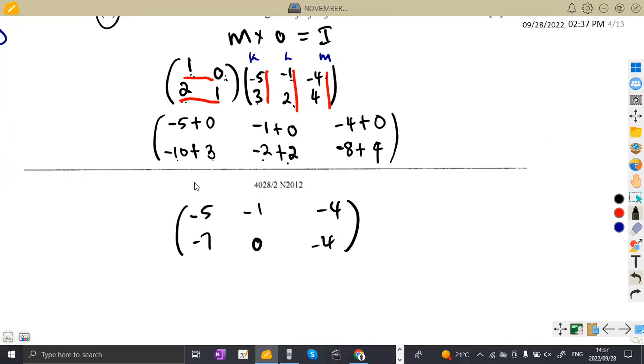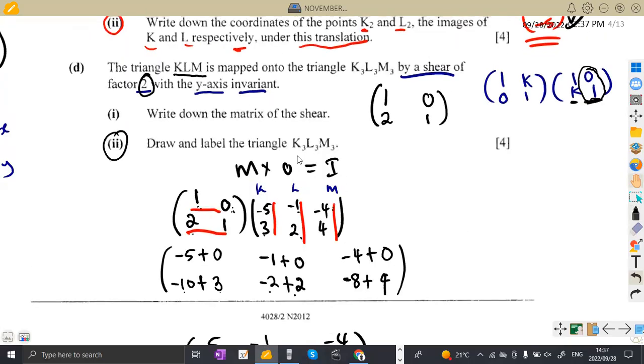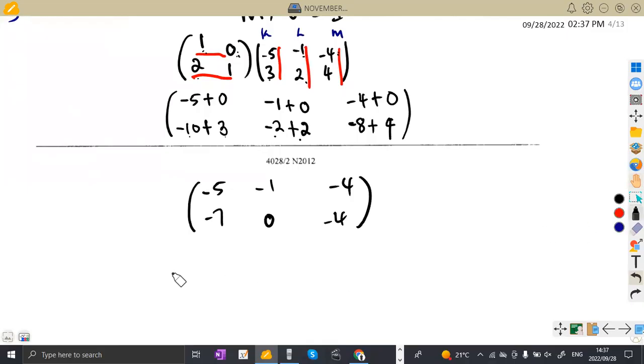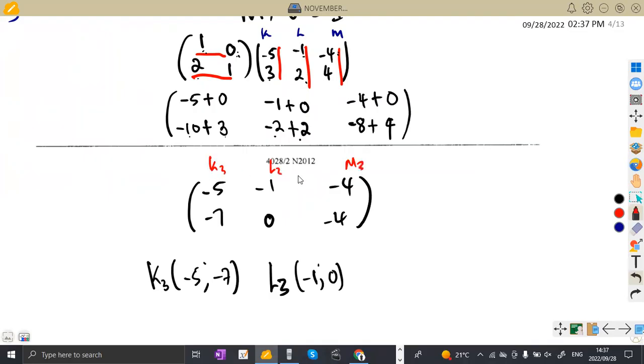With these points, we can now say these are our images of that triangle that we're given, which is referred to as K3, L3, M3. So what does it mean? It means our K3 as a point is -5, -7. Our L3 is -1, 0 here. Remember, this is your K3, L3, M3, but you're now writing them as points. That is what you're simply doing. And the last point, which is M3, is going to be -4, -4.